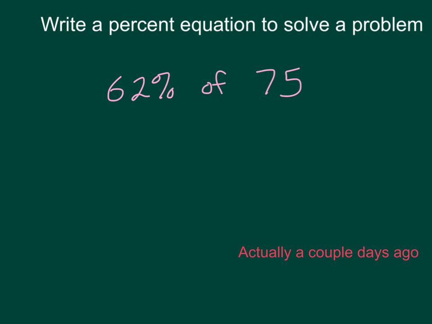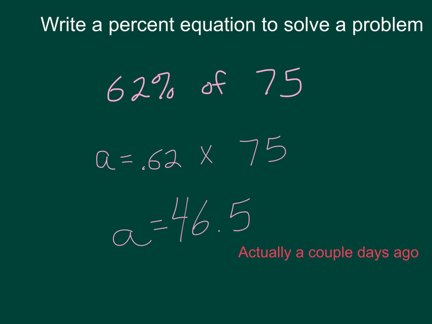So if you remember from yesterday, in this case we have 62% of 75. Okay, so we know of means times. So if I was asked to write an equation, I would use A for my answer. 62% would be, if you remember, 0.62 because it's 62 out of 100, 62 hundredths. Of is times 75. And now to find this answer, it's just a matter of multiplying 62 hundredths times 75. And when I do that, I would get 46 and a half, or 46.5. So A would equal 46.5.